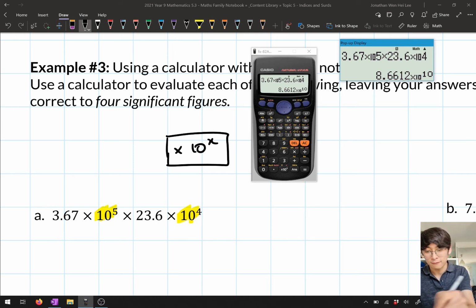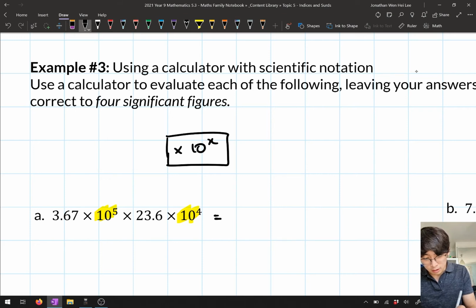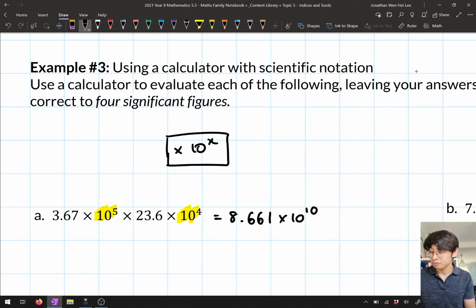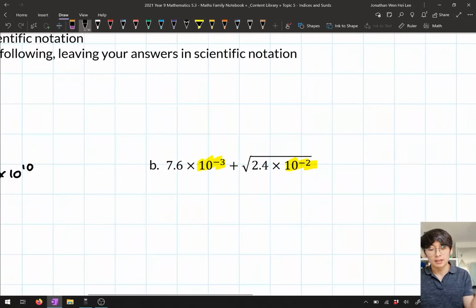I round it down, and so my final answer is going to be 8.661 times 10 to the power 10. Okay, first example done, nice and easy. We just need to chuck this in the calculator. Let's have a look at this next one.